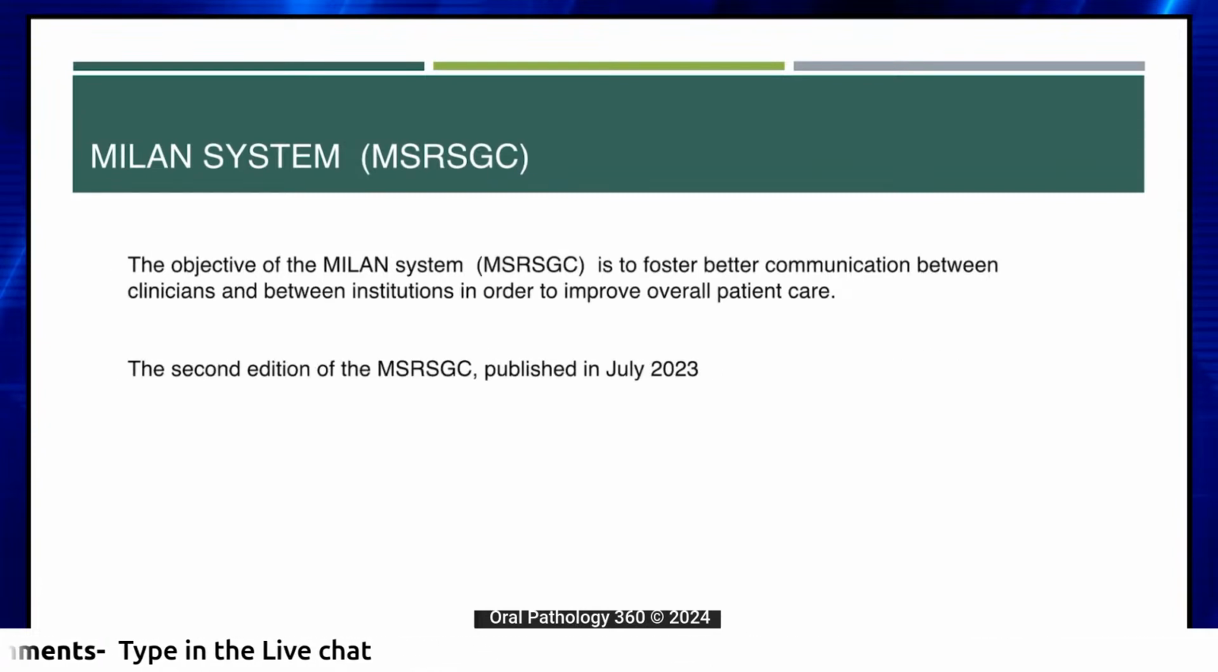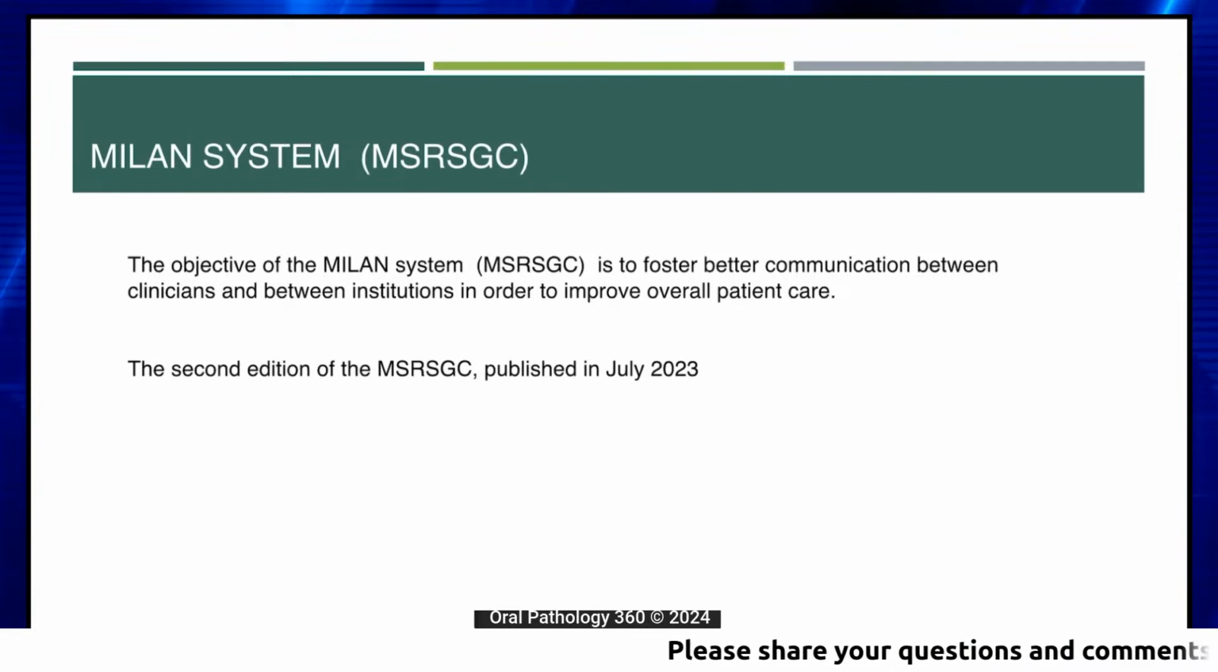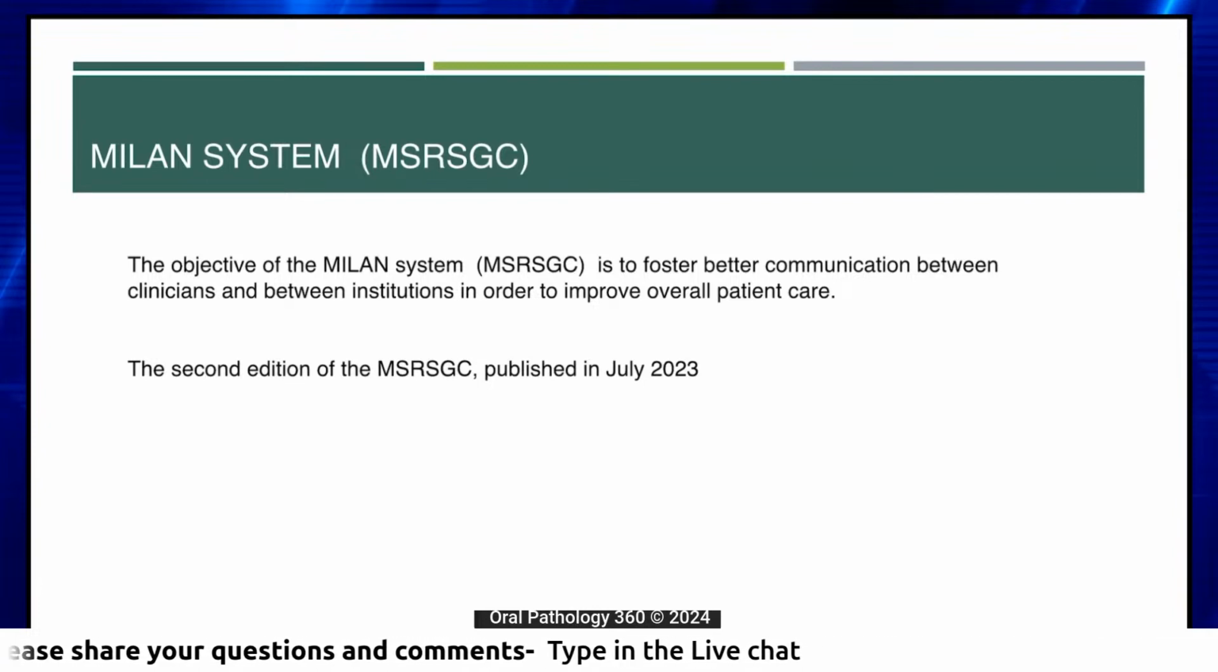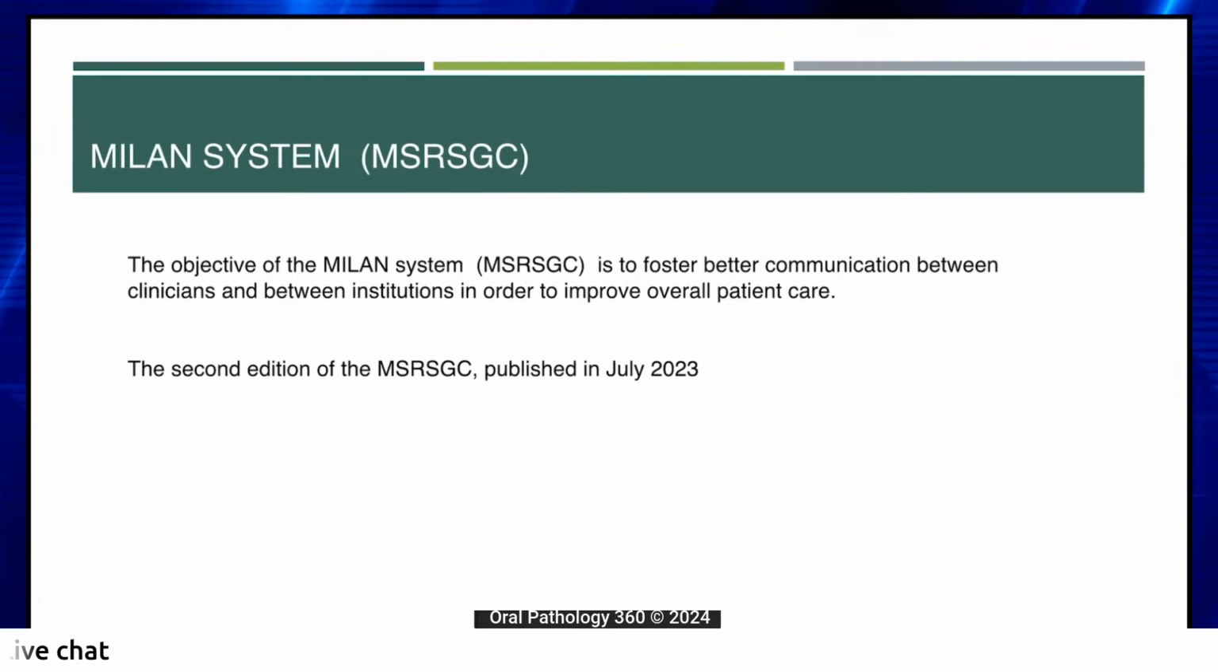The primary goal of the Milan system, or MSRSGC, is to enhance communication among clinicians and institutions. By using standardized terminology and categories, the system aims to improve overall patient care. The second edition was published in July 2023.